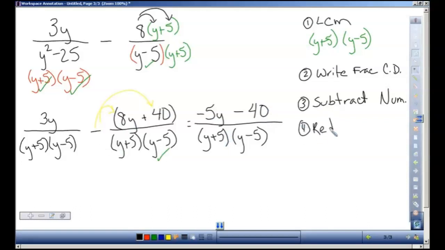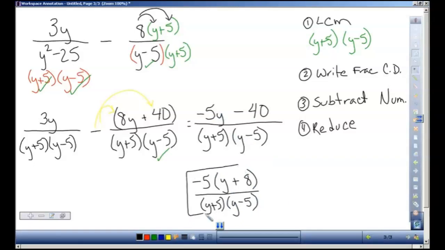Now we want to double check and see if we can reduce. We always need to check and see if we can reduce. I do notice that my top will actually factor, so that's a good sign. If I factor out a negative 5, that's going to leave me with a y plus 8. And then down on the bottom, I've got y plus 5 and y minus 5. Well, it did factor, but nothing actually canceled out. So that is as reduced as that's going to get. So this is going to be my answer.